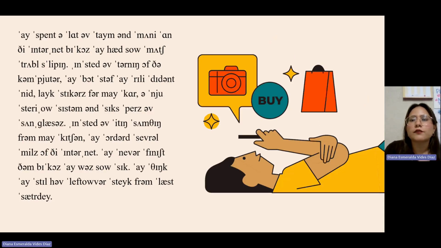I spent a lot of time and money on the internet because I had so much trouble sleeping. Instead of turning off the computer, I bought stuff I really didn't need, like stickers for my car, a new stereo system, and 6 pairs of sunglasses. Instead of eating something from my kitchen, I ordered several meals off the internet. I never finished them because I was so sick. I think I still have leftover steak from last Saturday.